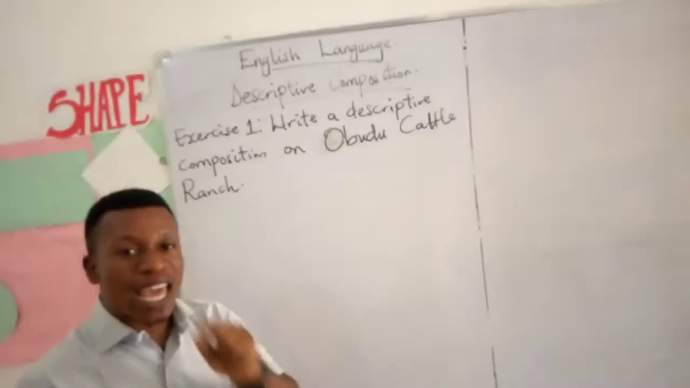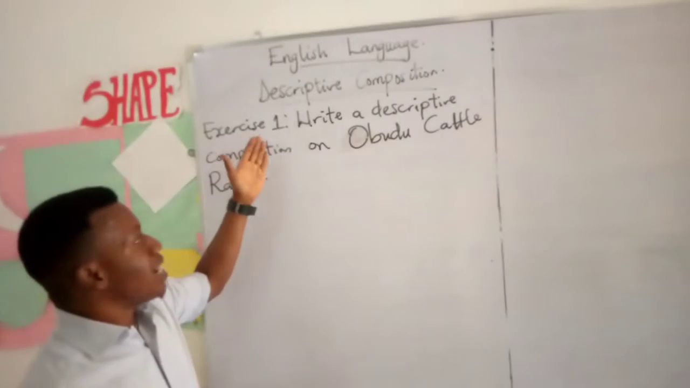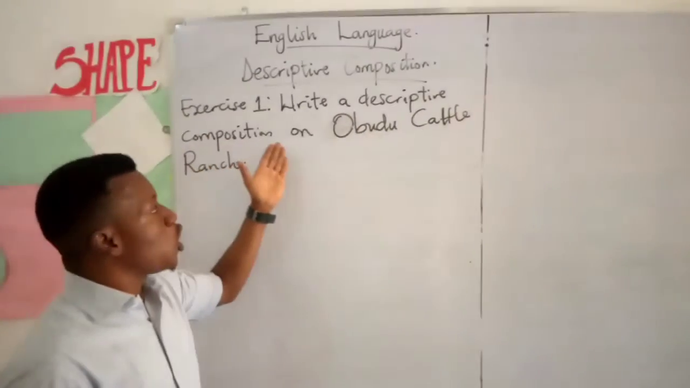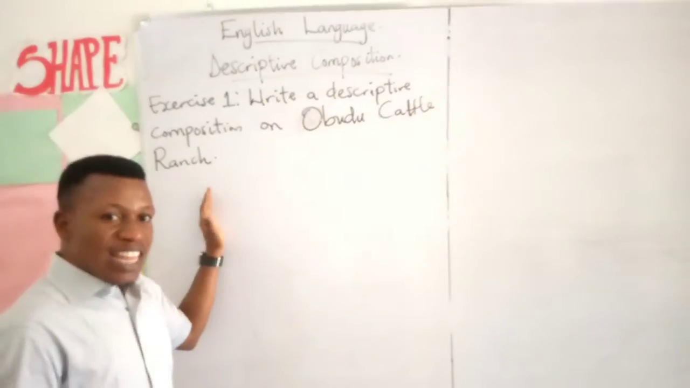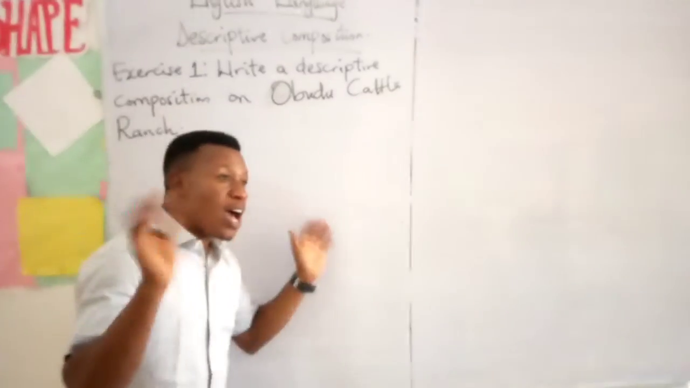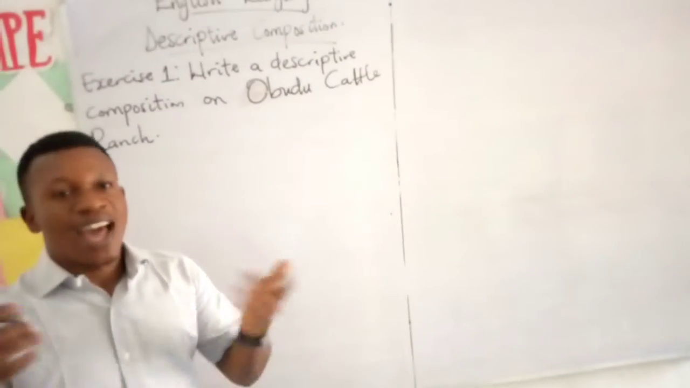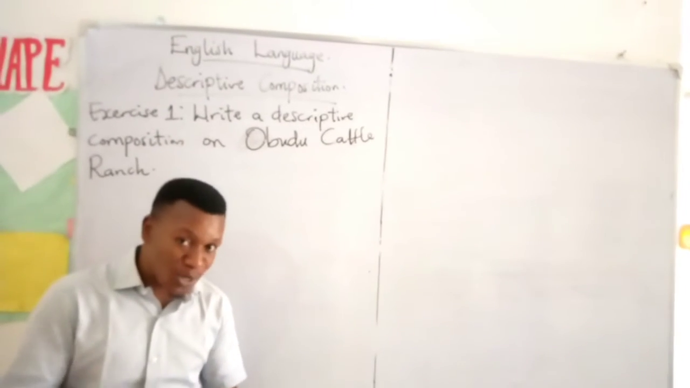Now I have an exercise I want us to do together. Exercise 1. Write a descriptive composition on Obudu Cattle Ranch. Now some of you will be shouting, I've not been to Obudu Cattle Ranch before. Yes, I know you've never been there. Myself, I don't think I've been there too.